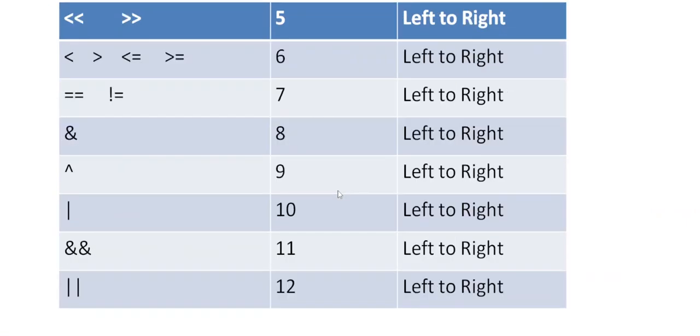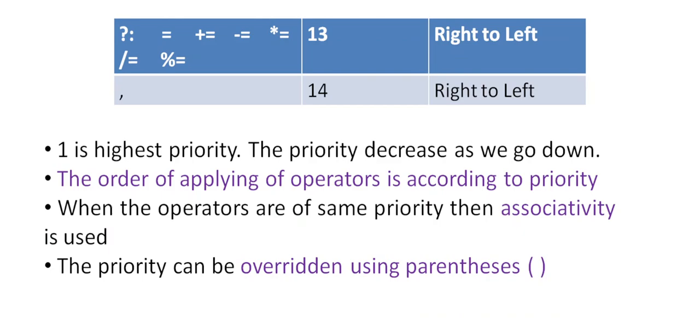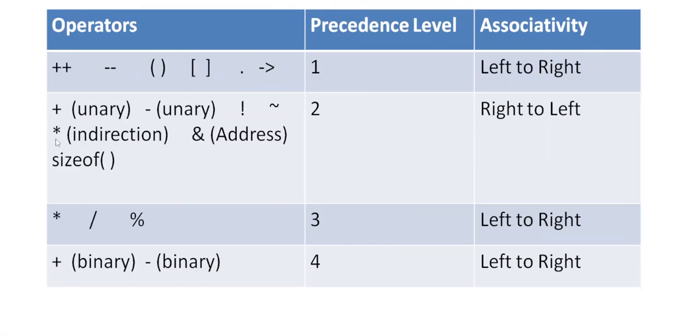This is the precedence and associativity table. You have to remember it, but if it is confusing, you can override it using parentheses. Suppose 3 plus 4 star 5. If you see this table, star has higher precedence, whereas plus has lower precedence.